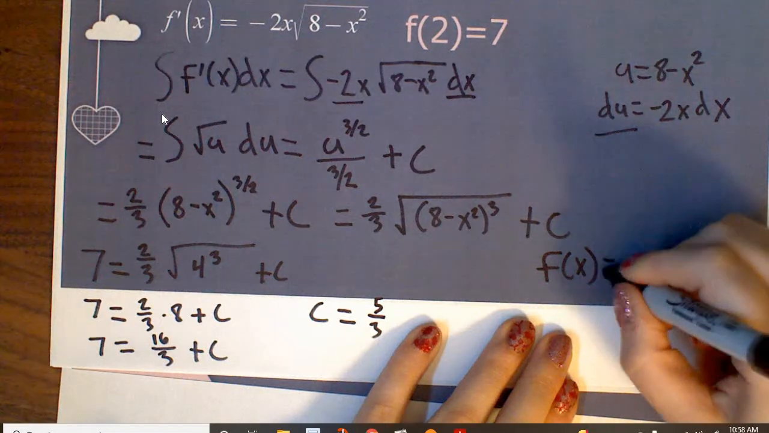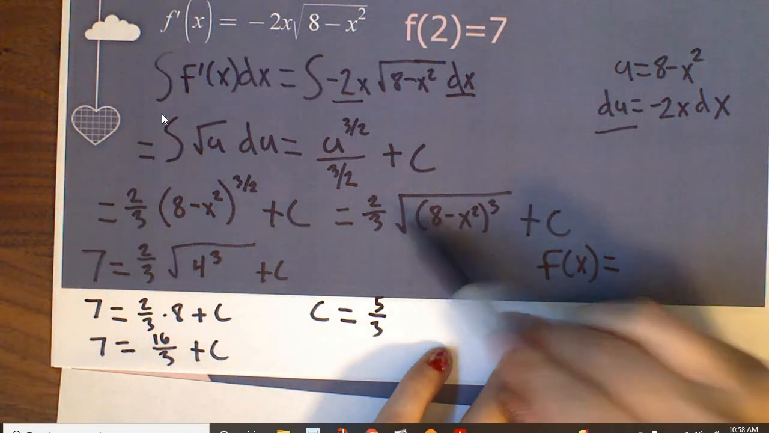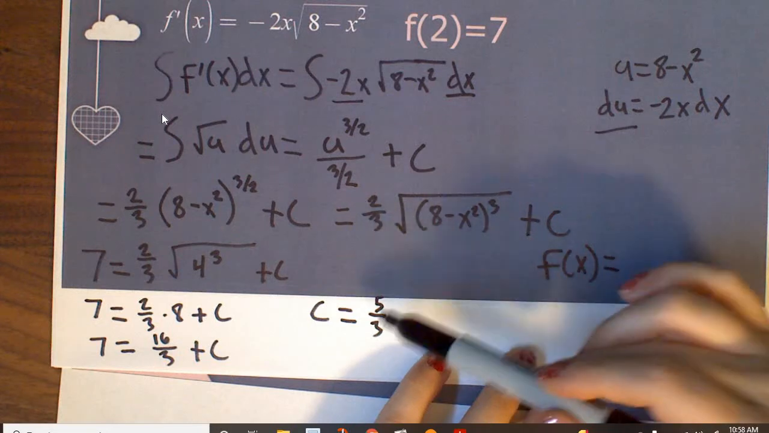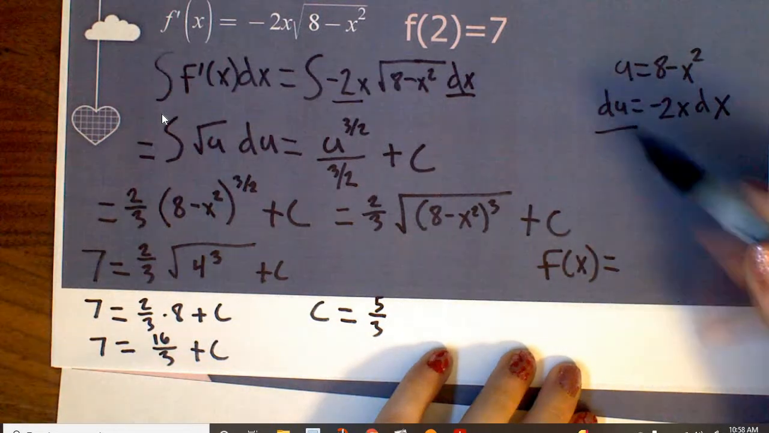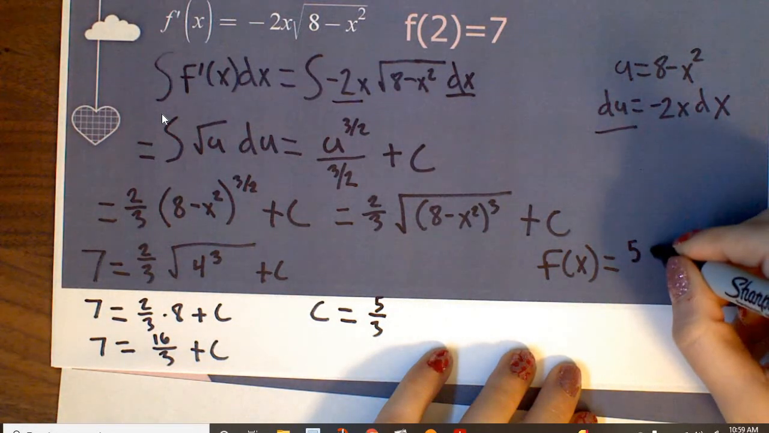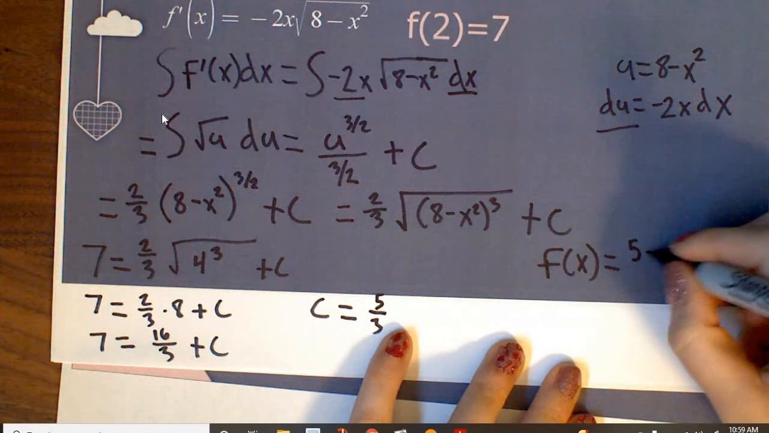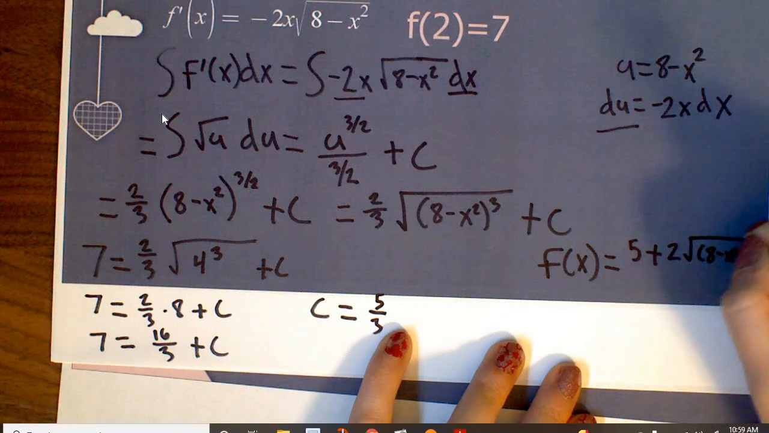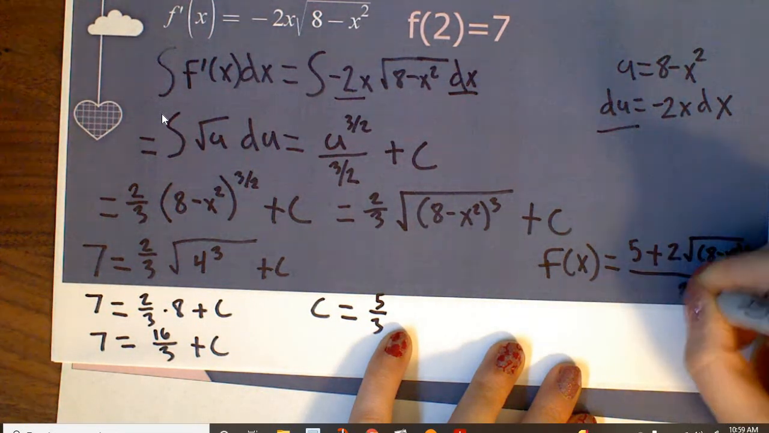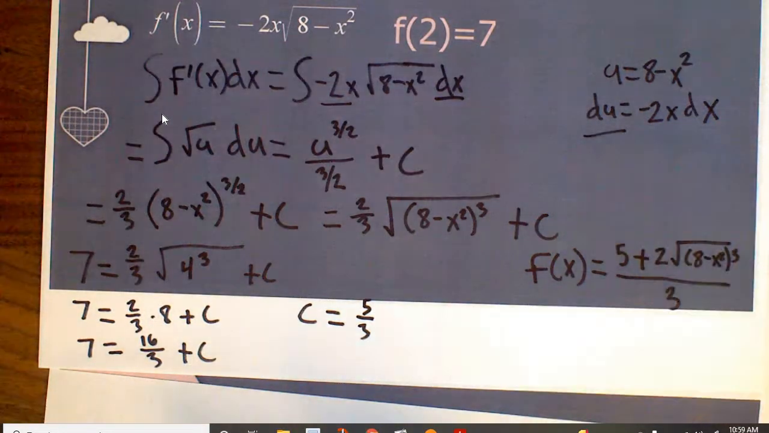So f of x is going to equal, so notice that both of these are going to be over 3, my function and my c value. So it's just easier if we write it as 5, because that's my c, plus 2 square roots of 8 minus x squared cube all over 3. And you could also just write this as a 1/3 to the front. But since they're both being divided by 3, we might as well make it look a little bit nicer. And so that would be our specific answer for that differential equation.